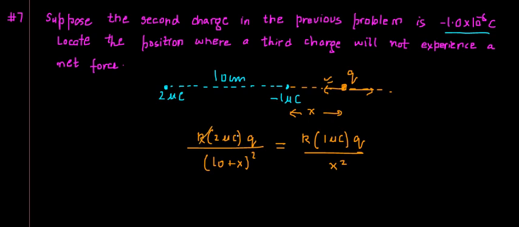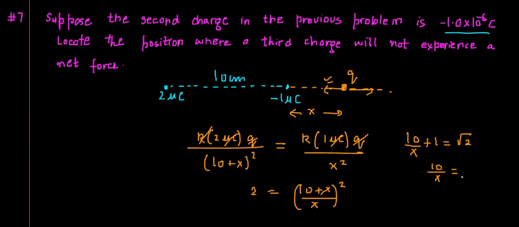Let's solve it. K goes, microcoulomb goes, and Q goes. So you take this upstairs. 2 is equal to (10 plus x) divided by x, whole square. So you take the square on the other side, it becomes root. So 10 by x plus 1 is equal to root 2. That is, 10 by x is equal to root 2 minus 1, root 2 being 1.414. You subtract 1 from that, that is 0.414. And you find out x. x is equal to 10 divided by 0.414 centimeters.